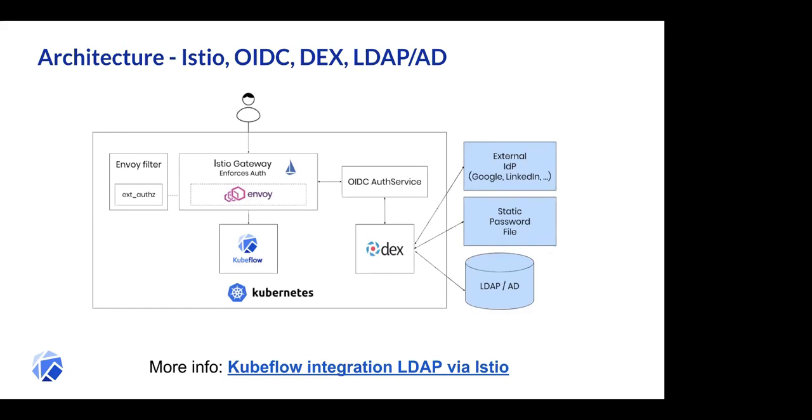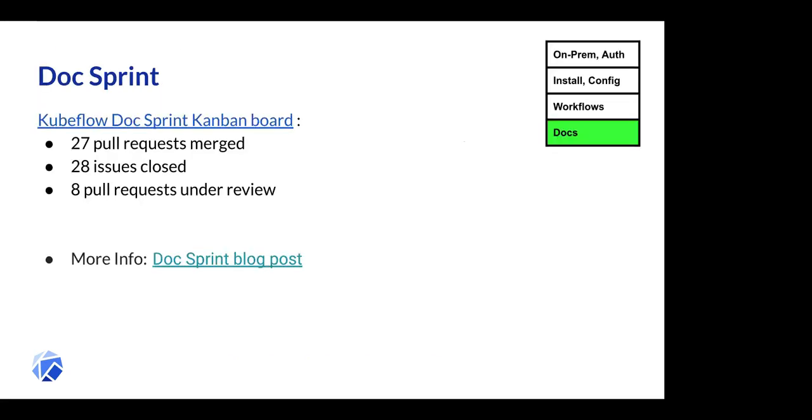If you want more details about how this architecture was designed and implemented, please check out the links in the slide. And please test the initial support for multi-users in Kubeflow and give us feedback on how we can improve and move forward. Now I will hand it over to Josh to talk about the doc sprint.